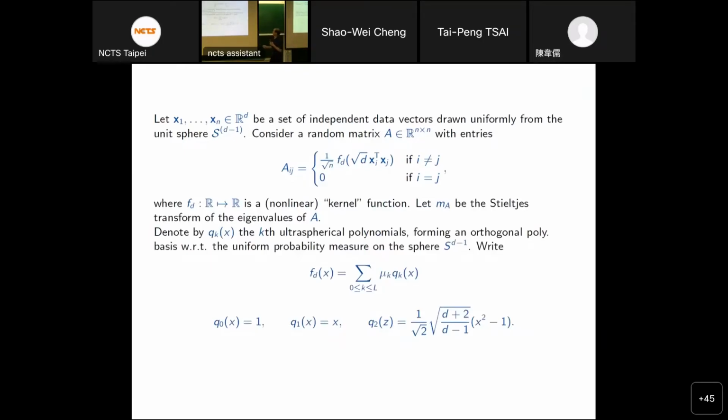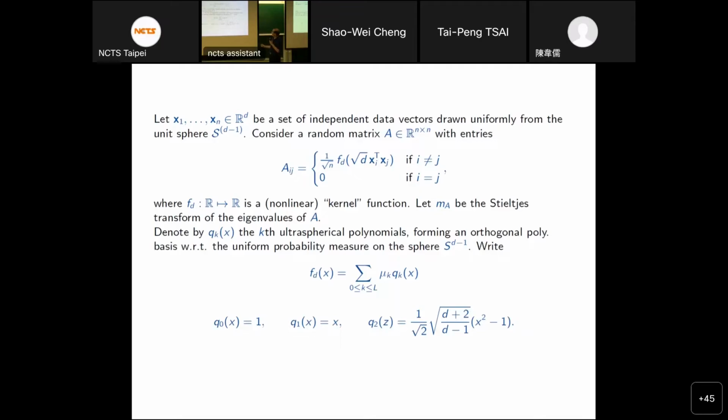What does it mean when I say nonlinear? Now I take n vectors with d dimension, d being high dimension. I can look at the inner product of the i-th vector and the j-th vector. These are IID, and here I'm drawing them uniformly. You take the i-th vector and j-th vector, and this is the inner product, written with a transpose. Then you multiply by the square root of d just to normalize it correctly.